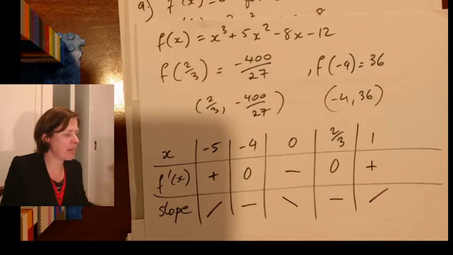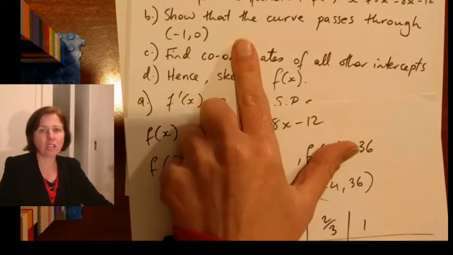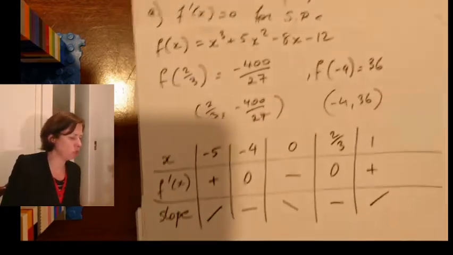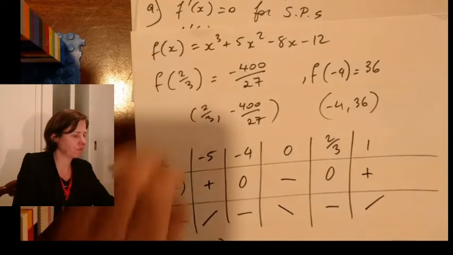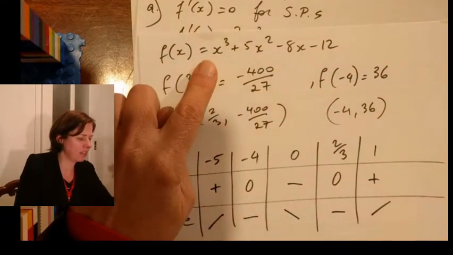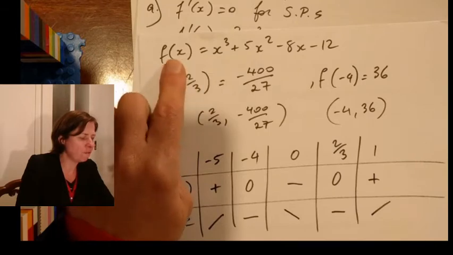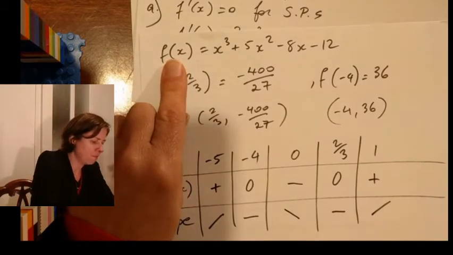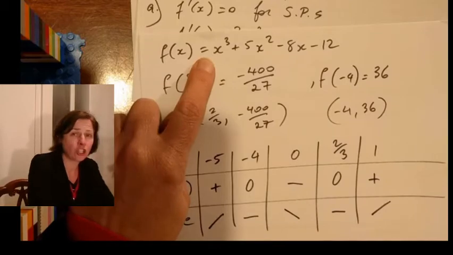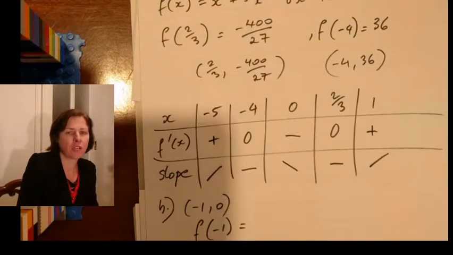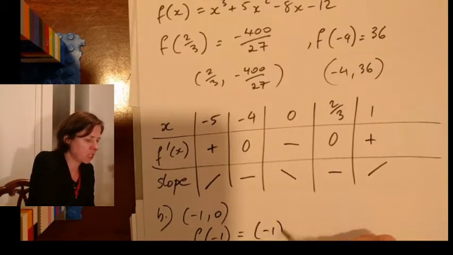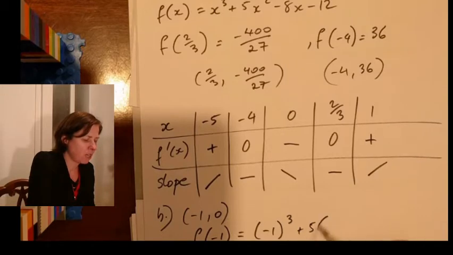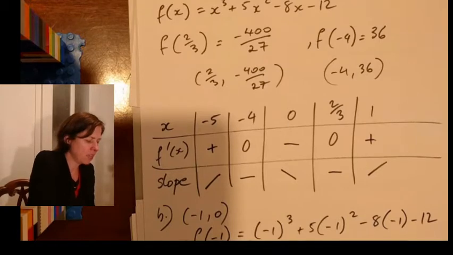But now let's go to part B. Part B of my question is, show that the curve passes through the point -1, 0. So let's do that. Part B, we need the point -1, 0. My original equation is just jotted down here. So I simply need to show that f of -1 equals 0. F of -1 is going to be, and I need to show it, not just find it. So I'm going to actually write this out. Sorry, this is not all quite going to fit. F of -1 is going to be -1 cubed plus 5 times -1 squared minus 8 times -1 minus 12. Let's quickly do that.